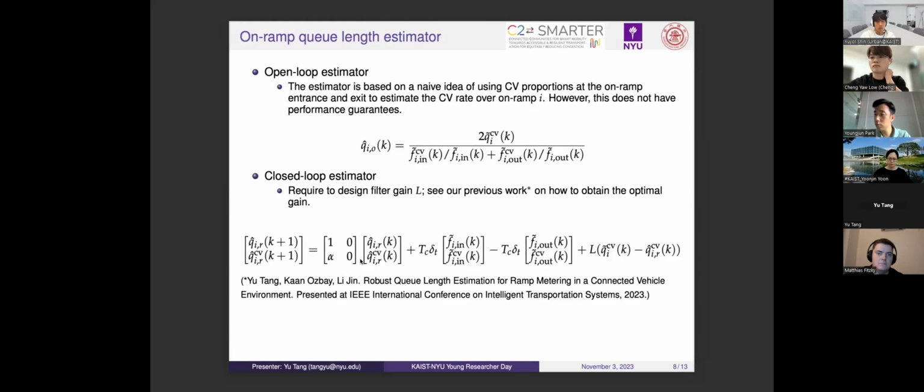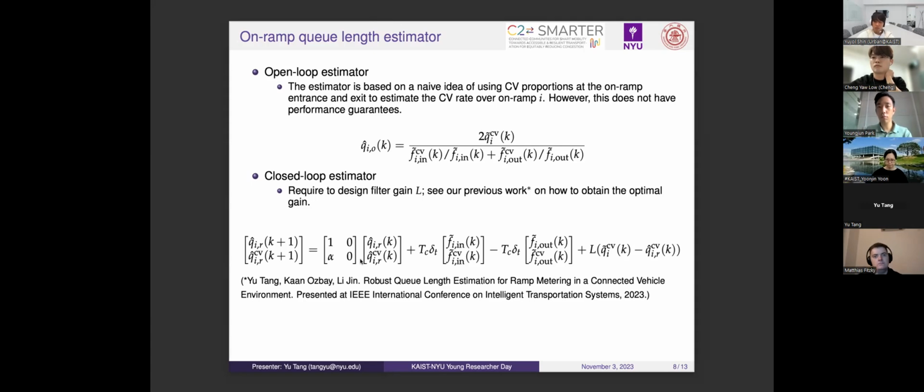The second major component is the on-ramp Q length estimator. We consider two kinds of estimator. The first one is an open loop estimator. This estimator is based on a very naive idea. Remember, we have the on-ramp CV flow and the on-ramp flows. So we can estimate the CV rate at the on-ramp entrance and the exit. And by using these two kinds of CV rates, we can estimate the CV rate at the on-ramp. Then we can use the CV count at the on-ramp to give us an estimation of the Q length.